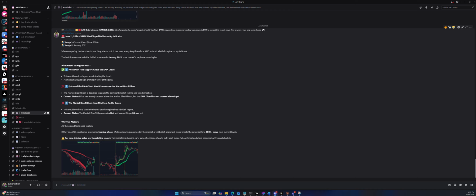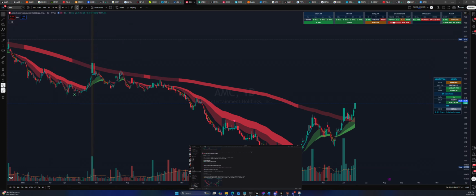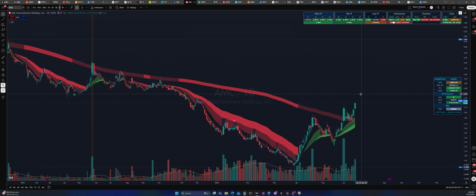We have that. What we do not have currently is price and EMA cloud must cross above market bias band, and market bias band must flip green. That's all your go signs of we're in a bullish regime. Now we have price with volume confirming. Volume is confirming the price movement.